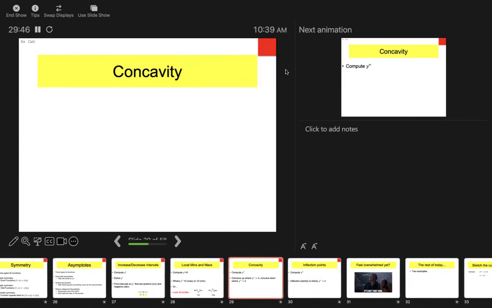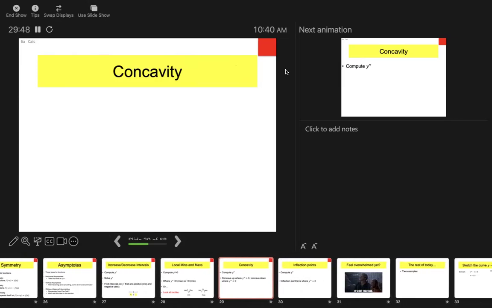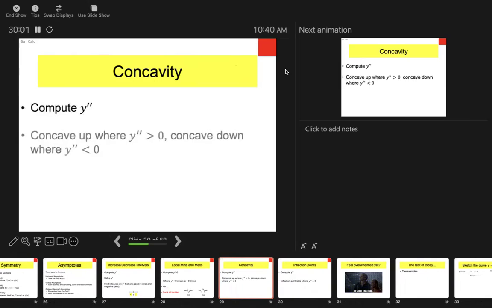Okay. Concavity, we're almost done. 6A. Last open box. Concavity, what was the concavity test? First or second derivative? Second derivative, right? Where it's greater than 0, it's concave up. And where it's less than 0, that's concave down.